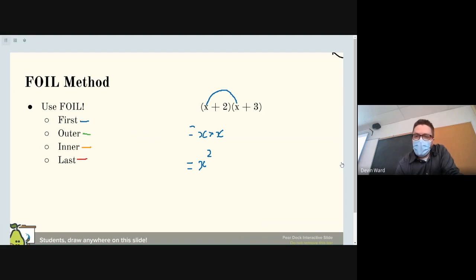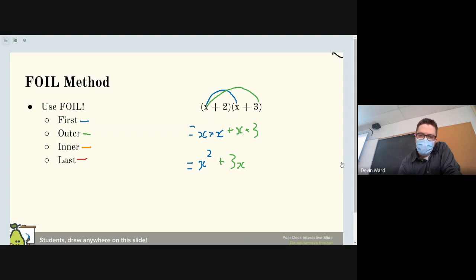Outer, green. So then you do the first one to the far outside, because you're going to do the outside of the whole thing. You do the outside of everything. So that'll be plus x times, make sure I do this well for you guys, x times 3. So that's just 3x.